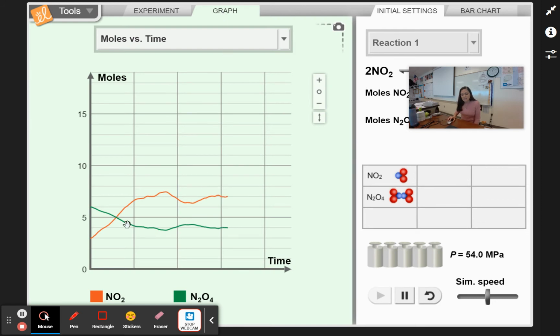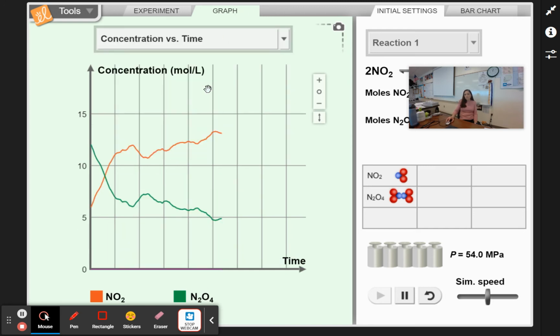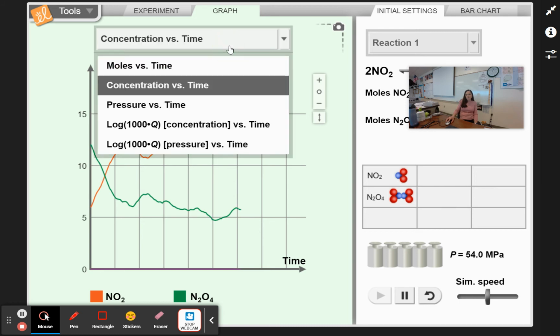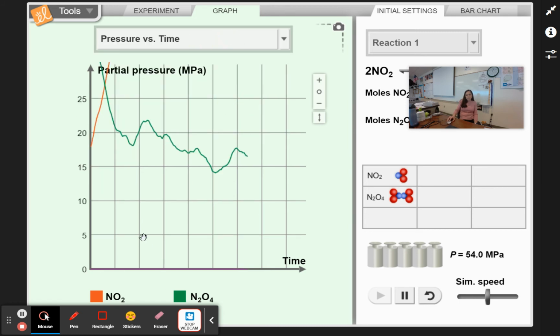In the graph, we can see the changes of concentration of moles over time as this simulation goes, okay? We also have lots of different ways that we can graph. So this is moles versus time. So we have moles on the y-axis and time on the x-axis. We can do concentration over time. Time is x and concentration is y. And then we can do pressure over time. We can look at how the pressure has changed of the different gases.